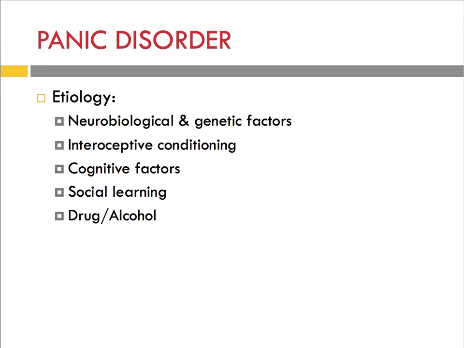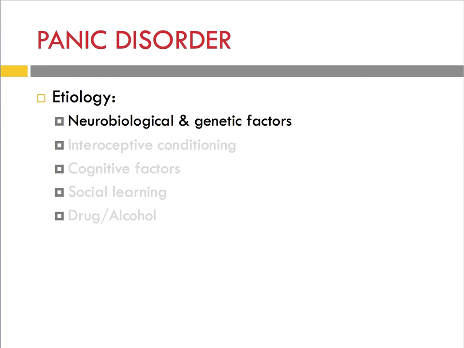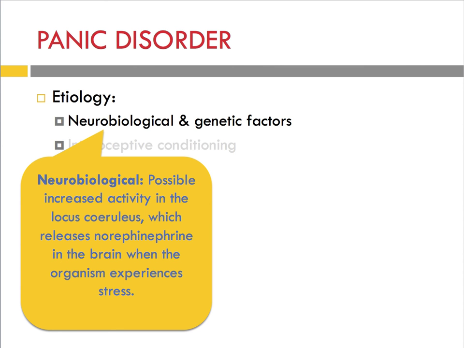Finally, as your book mentions, there are a number of different possible causes of panic disorder, which span biological, psychological, social, and cultural dimensions. First, it's been theorized that both neurobiological and genetic factors may play a role in the development of panic disorders. In terms of neurobiology, studies have shown that people with panic disorder may have increased activity in the locus coeruleus, which is the area of the brain that releases norepinephrine when the organism experiences stress. So the idea is that if this area of the brain is overactive, thereby releasing extra amounts of norepinephrine, people may be more likely to experience panic attacks and be diagnosed with panic disorder.